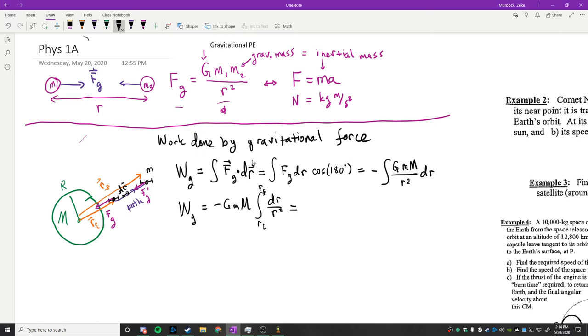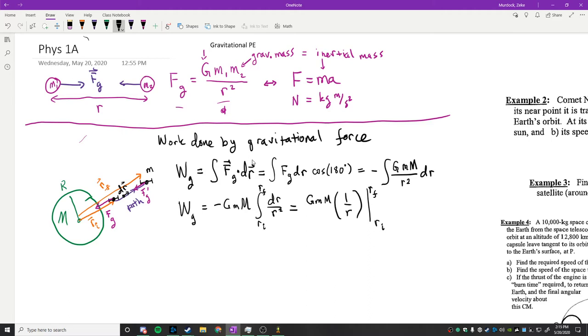GMm over r, yes, that's exactly what we're going to get. So we're going to get G times little m times big M multiplied by 1 over r. There's a negative sign right here. The integral of 1 over r squared is negative 1 over r, so the negatives cancel, basically, right? And we evaluate that between our two limits of r sub i magnitude and r sub f magnitude. Notice that I'm not plugging these in as vectors. I'm plugging in their magnitudes, does that make sense to you guys? The work done by gravity appears to be proportional to the gravitational constant, the mass of the object, and the mass of the planet. So those two have to be part of it. And then you have to multiply by 1 over the radius, right?